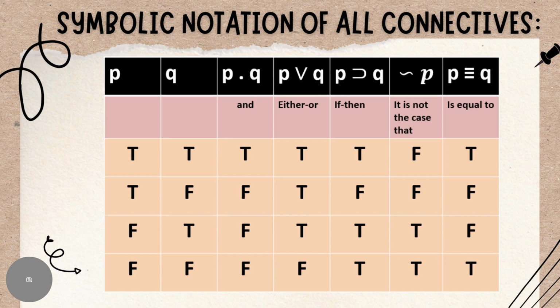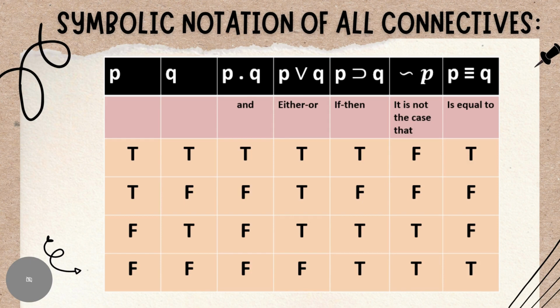And the third one is implication, which is "if, then". In implication, other than the true-false case, everything else will be true. And the fourth one is negation, which is the opposite. We say, "it is not the case that". We will be saying the opposite of the case.